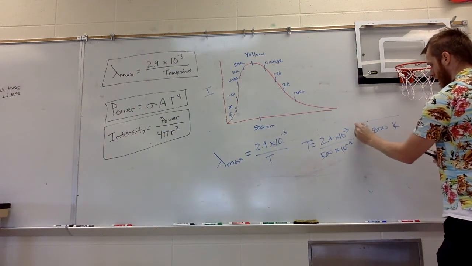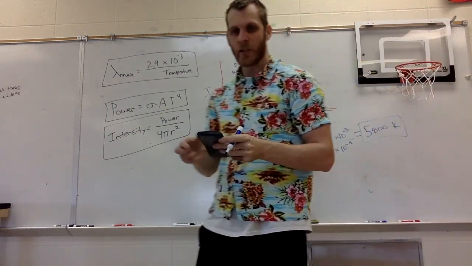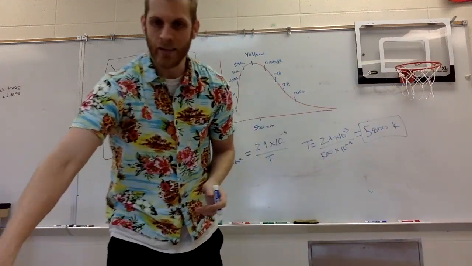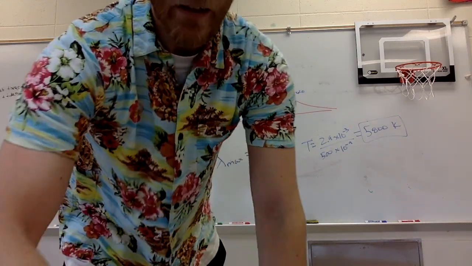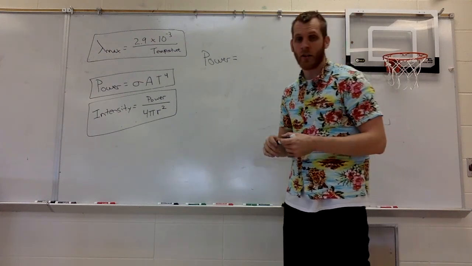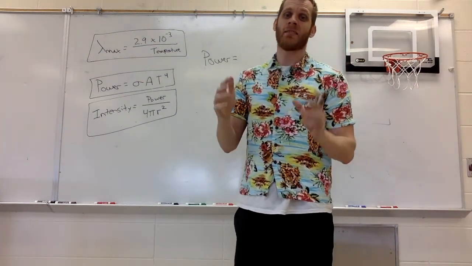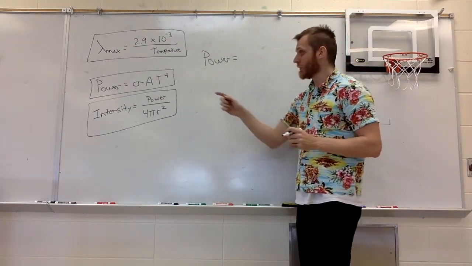5800 Kelvin. That is the temperature of the surface of the sun. Not the core of the sun, that's much hotter, but the surface of the sun has the temperature of 5,800 Kelvin. That's pretty hot. Finally, we're going to use this middle equation here to figure out the size of the sun, basically the surface area of the sun. So I'm going to rewrite this equation here.